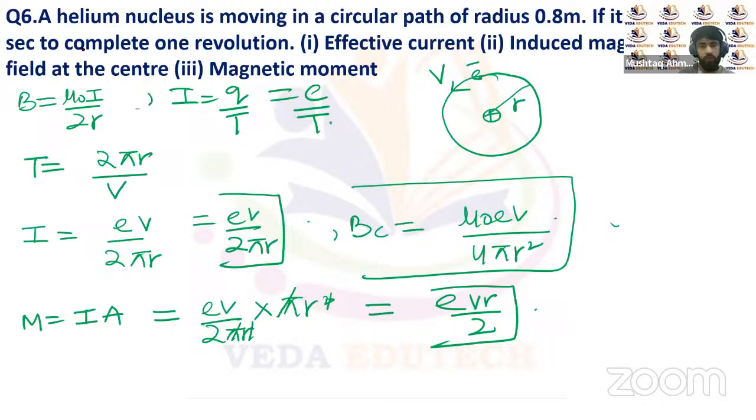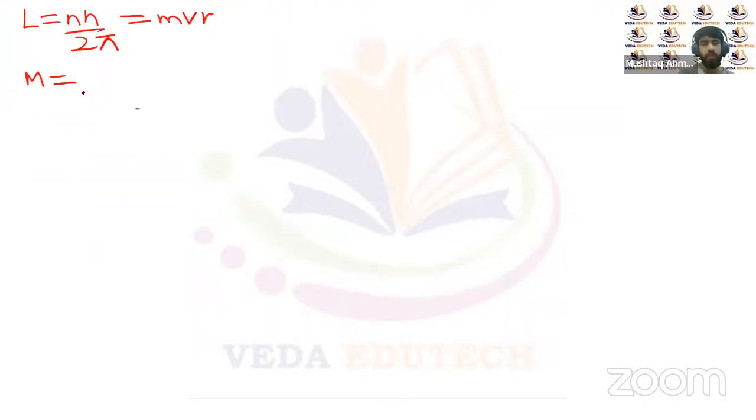Now we know that when an electron moves in a circular orbit of radius r with velocity v, its angular momentum will be conserved and it will be a quantized quantity. In a given orbit it will always be equal to mvr, where v is the velocity in that orbit and r is the radius of that orbit, right? So this is the angular momentum. Now the magnetic moment we calculated is evr upon 2, right?